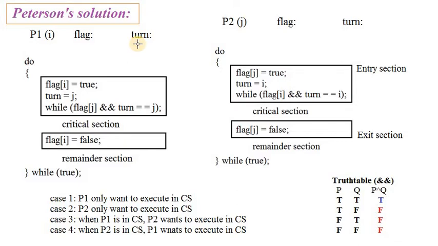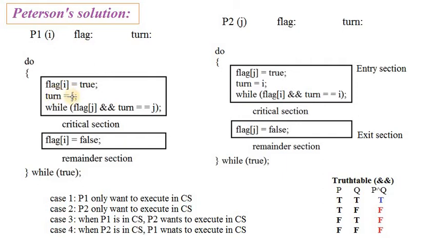So let us go with our solution now. In this solution, let us have a look at each and every statement. First, statement 1: flag of I is equal to true. That means whatever program is interested in executing the critical section, its interested status should be set as true before entering the critical section.